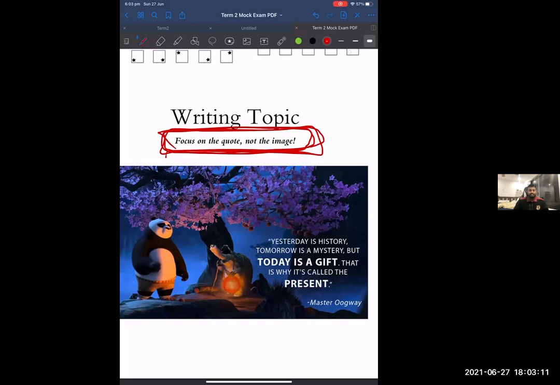And were we supposed to write the quote in our writing piece? Were we supposed to include it? I think it's kind of part of it. It would definitely be an important aspect of it.